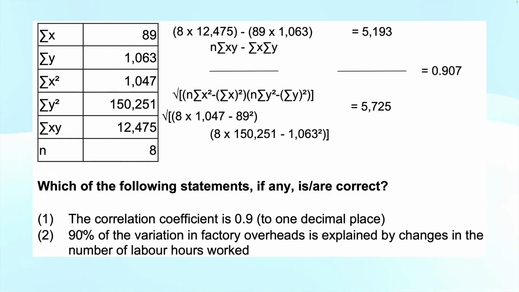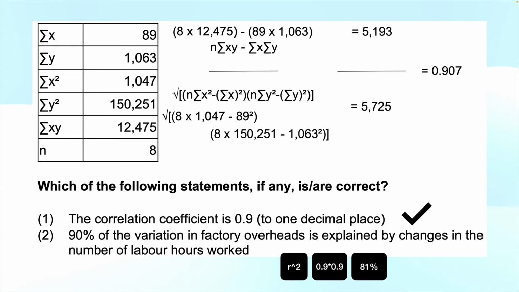So the question said this correlation coefficient is 0.9 to 1 decimal place. 0.907 to 1 decimal place is 0.9. I agree. And it says because of that, 90% of the variation in factory overheads is explained by. So what they're talking about there is R squared. R squared means take your correlation coefficient, 0.9, square it, times it by 0.9. That comes to 81%, not 90%. So the second one is not true.